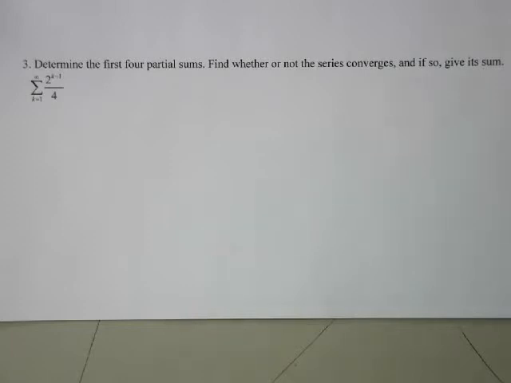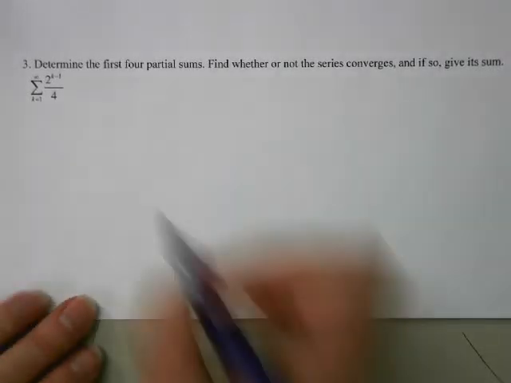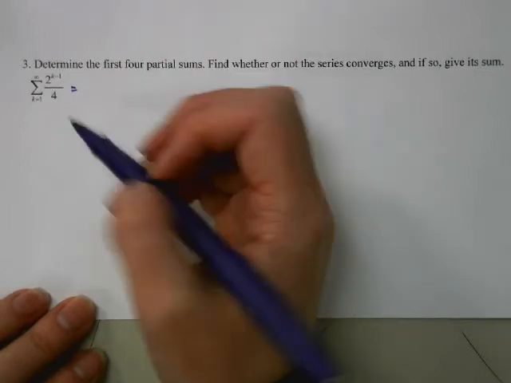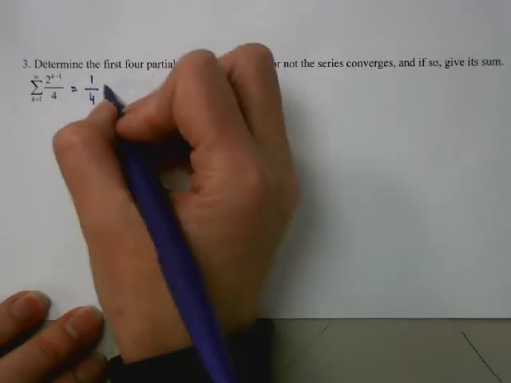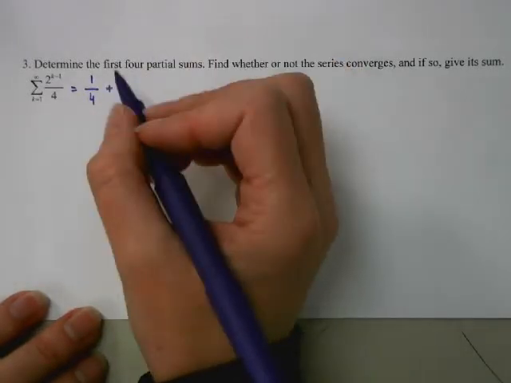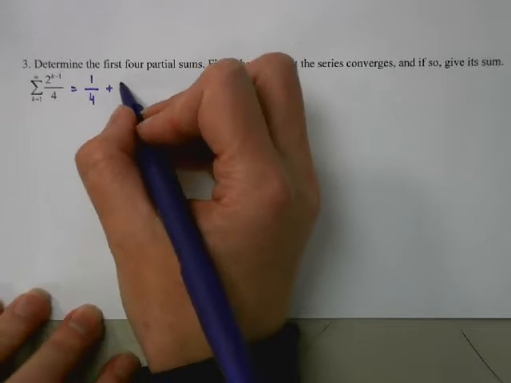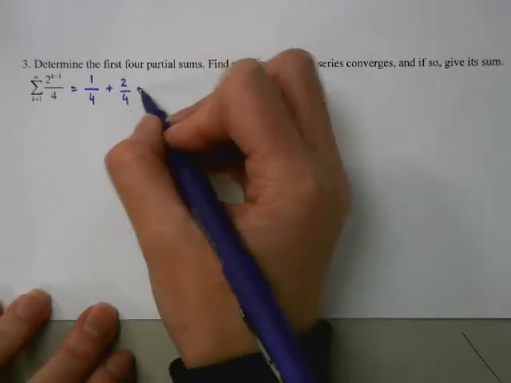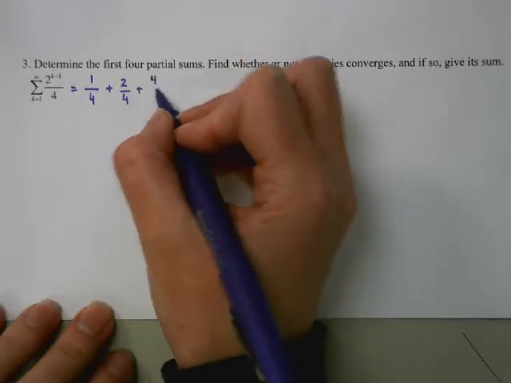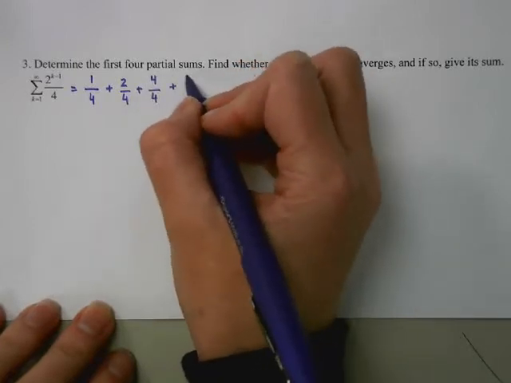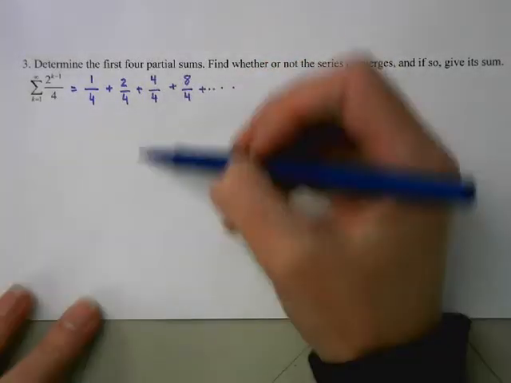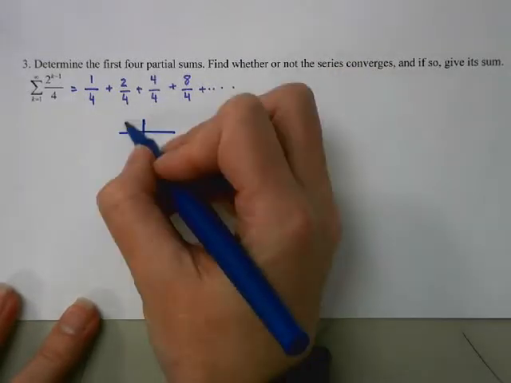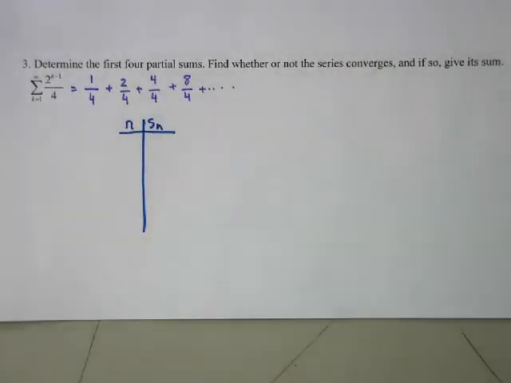Okay, determine the first 4 partial sums, and from that we'll see if we can find a pattern and determine if it converges or not. So let's go ahead and write out the terms here. So starting at 1, we're going to have 2 to the 0, which is 1 over 4. Plug in 2. We're going to have 2 over 4. Plug in 3. We're going to have 4 over 4. And then 8 over 4. Okay, so we'll add those and see if we see a pattern.